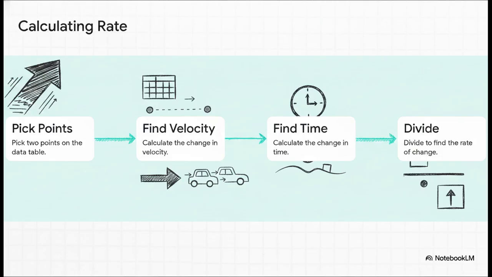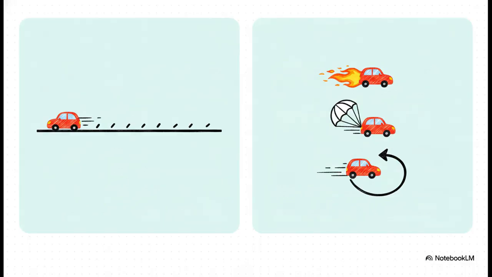Step 3, find the change in time. 2 seconds minus 1 second is 1 second. Finally, step 4, divide them. 2 divided by 1 gives us a rate of change or acceleration of 2 meters per second squared. See, you just mathematically proved the acceleration. Now that we've done the math, let's contrast the two main states of motion you really need to know.